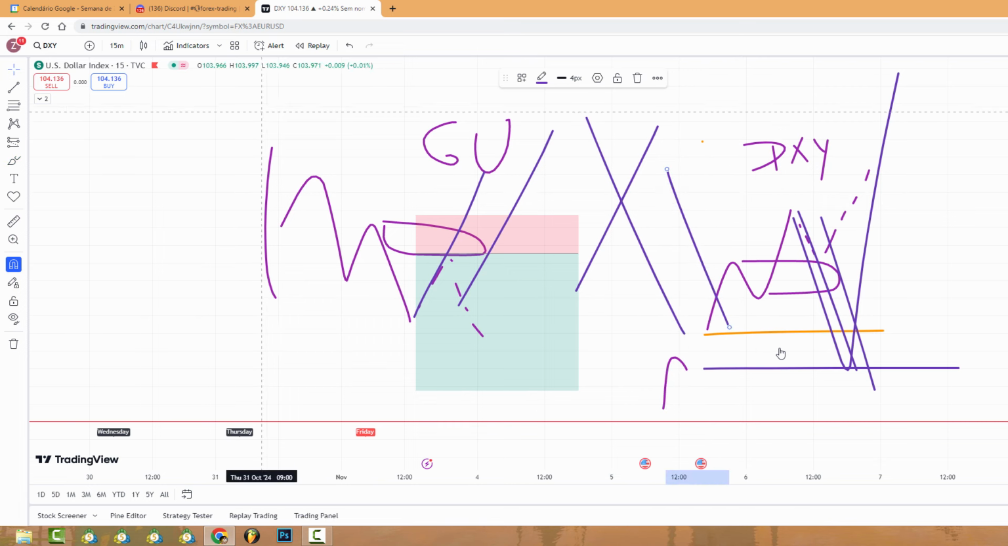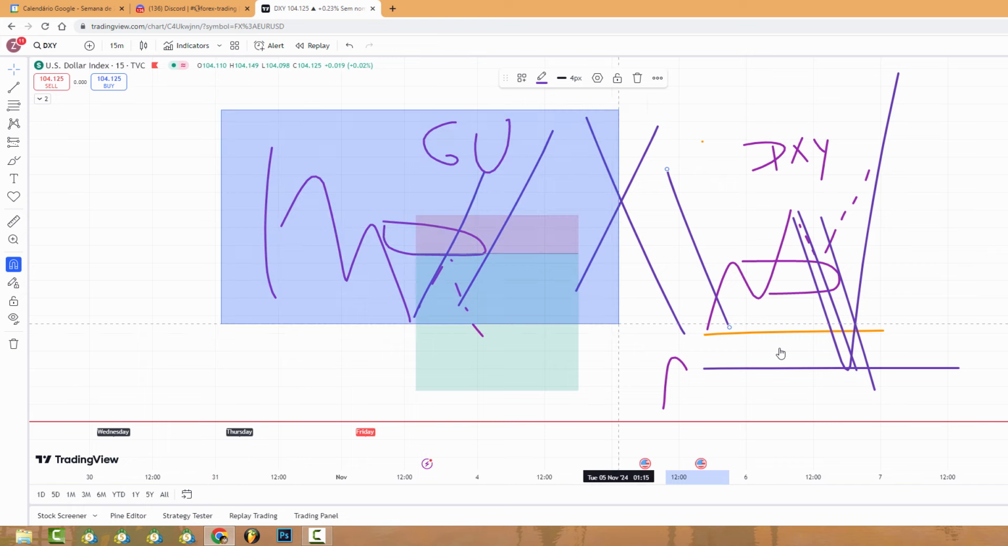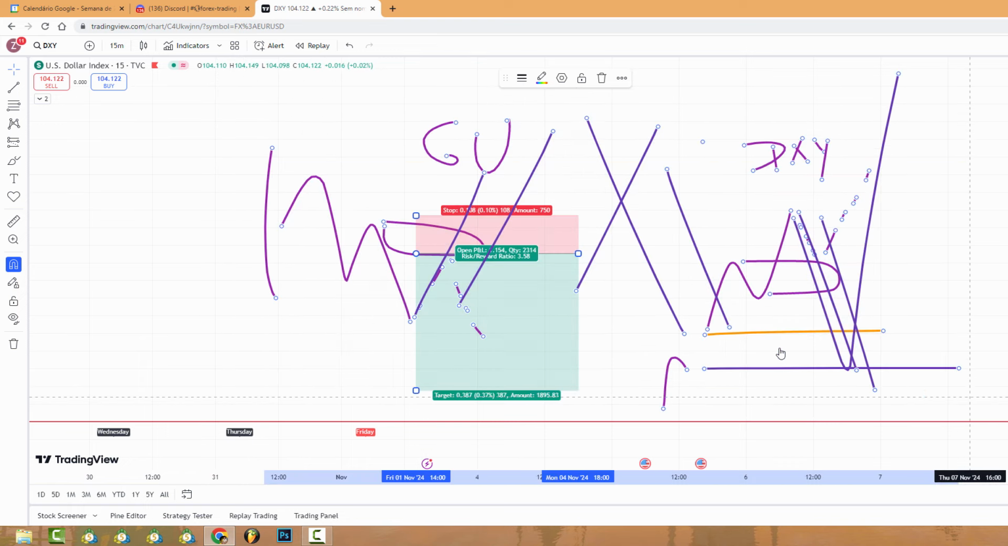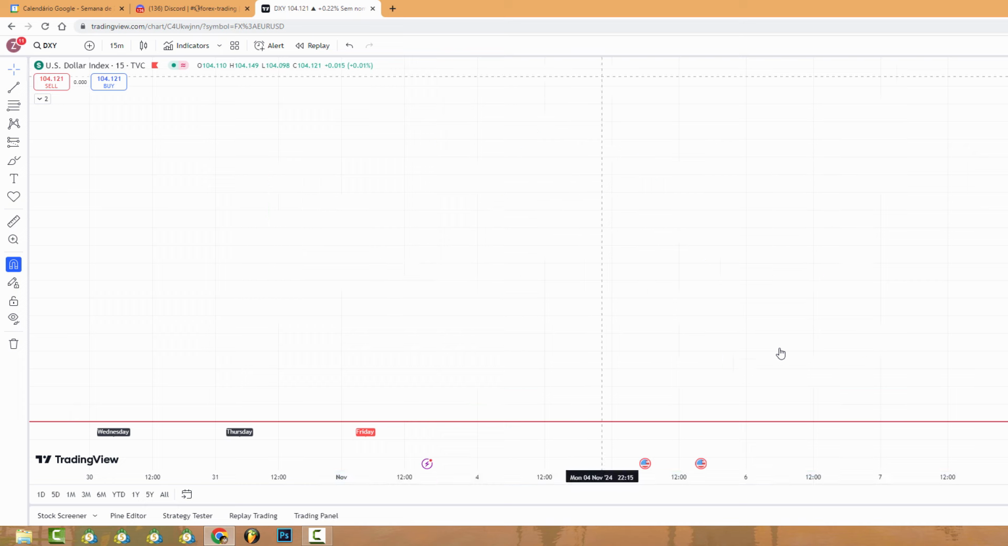Alright, so you always gotta be thinking about the DXY, because it's an important confluence to have. For me, if DXY is looking something major against my bias, I'm canceling the trade, because that perfect setup is most likely failing.